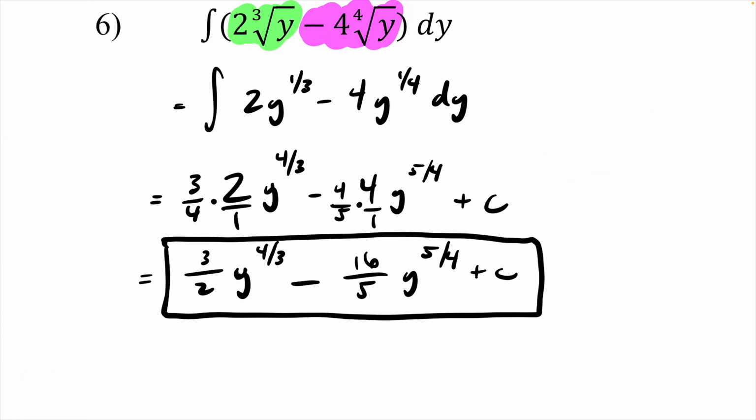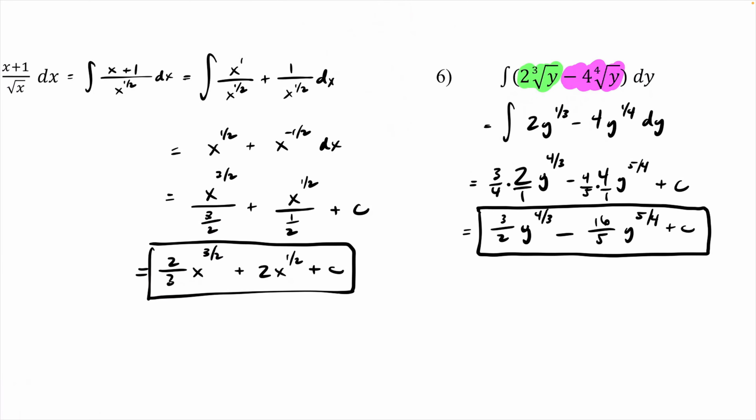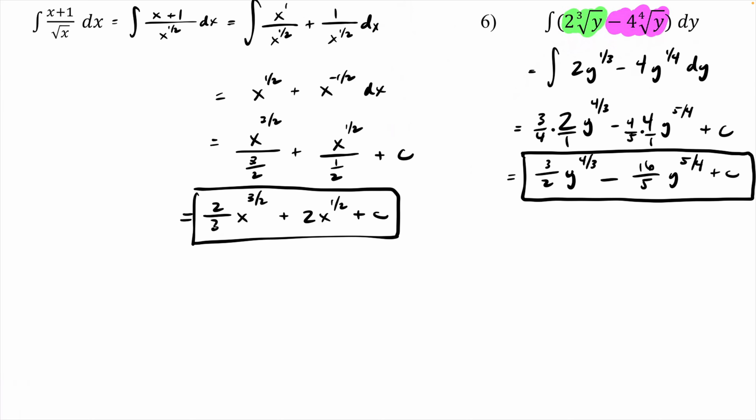So again, like with almost everything in this class, using the power rule is probably the easiest part. The hardest part is doing all the other stuff. Okay?